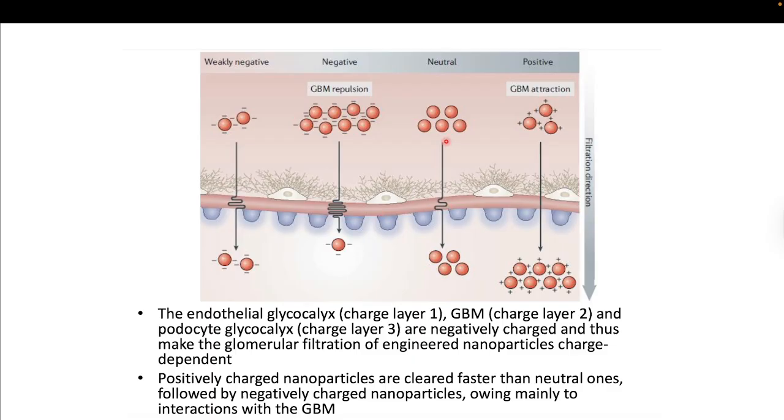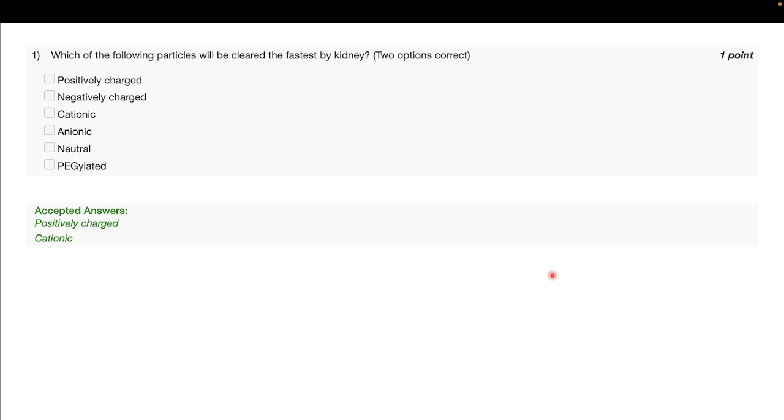If it's a neutral particle, again there are more chances that it would pass the kidney cell layer. On the other hand, if you have a positively charged particle, more of these particles would be attracted by this negatively charged layer, and there are very high chances that these will get cleared from the kidneys at a faster rate. So what was the question? The question was, which of the following particles will be cleared the fastest by kidneys? So if you have a positively charged particle, you have your first answer right at the first option, and also cationic, which means nothing but particles which have a positive charge. So both these particles would get cleared by the kidneys at the fastest rate.